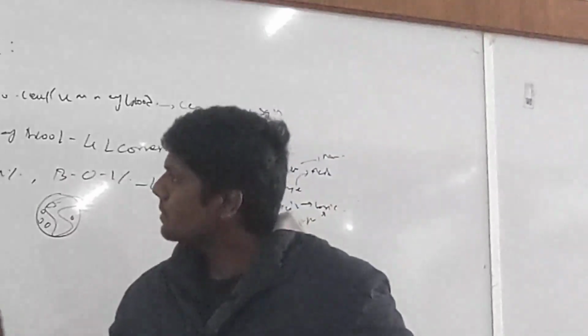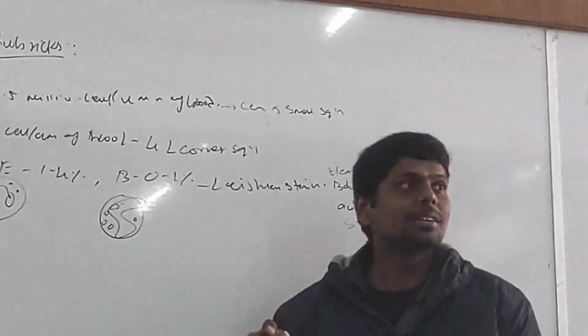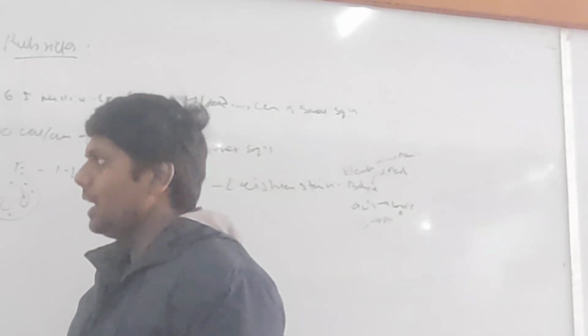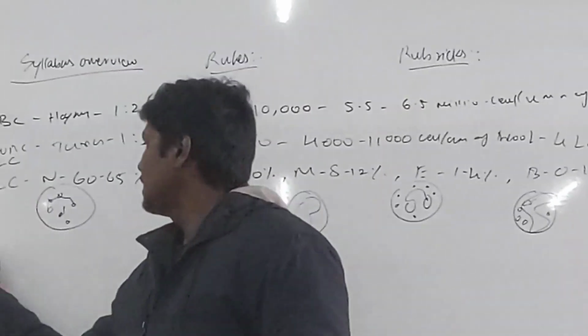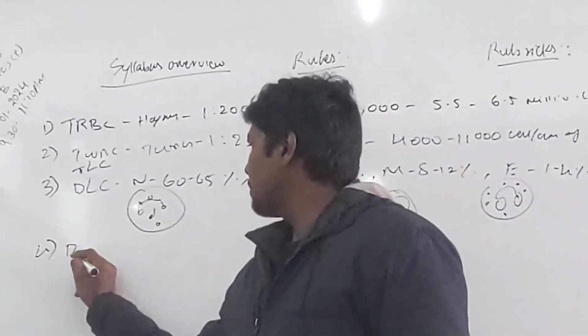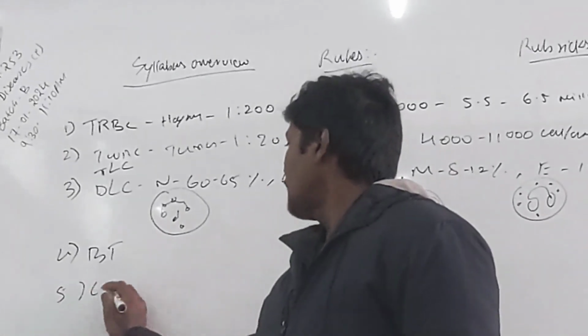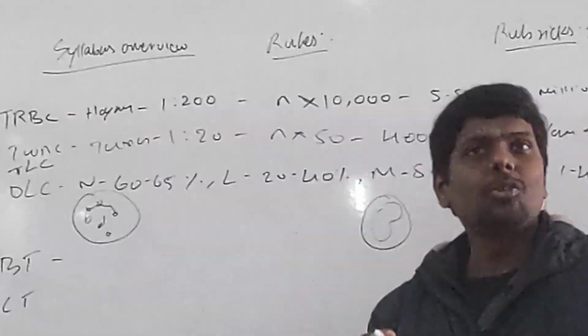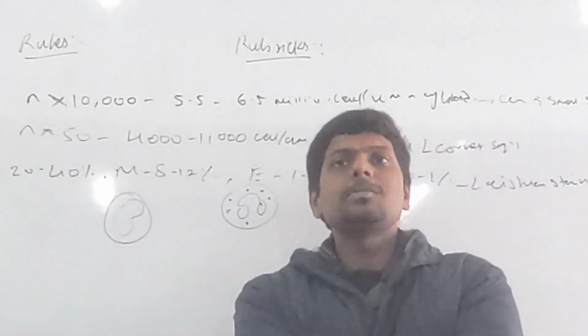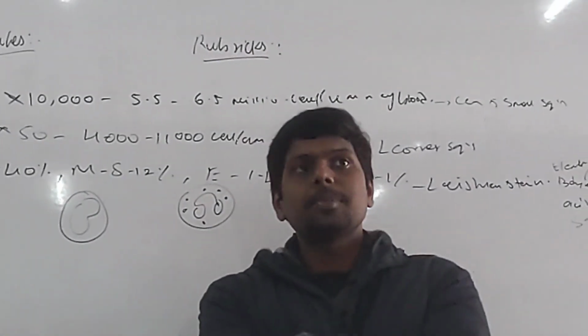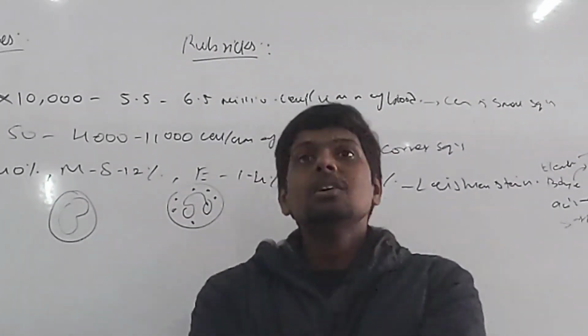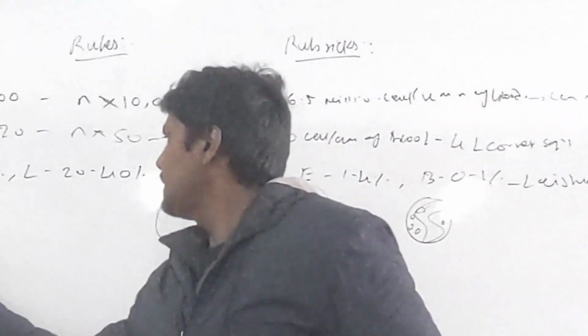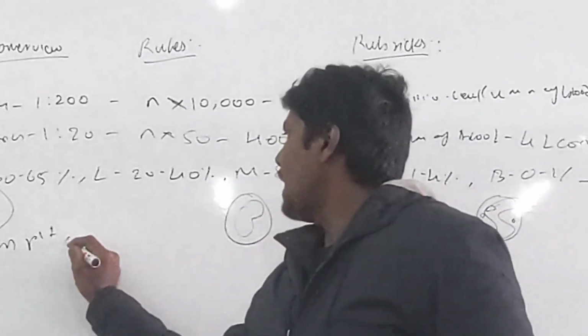This is all about DLC. Then what else did we learn in the last semester? BT and CT. Bleeding time and clotting time. What is the significance of bleeding time? For what purpose are we doing bleeding time? Yes, to assess platelet activity or function, right? So how are platelets connected with bleeding time?